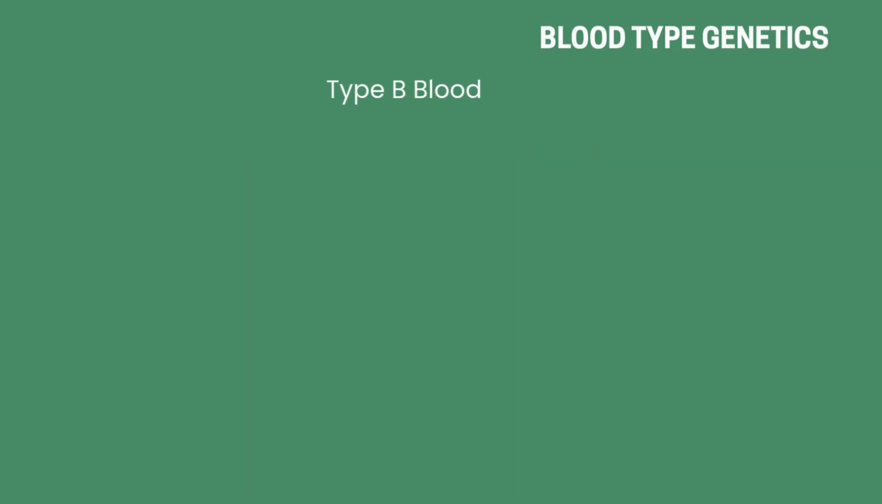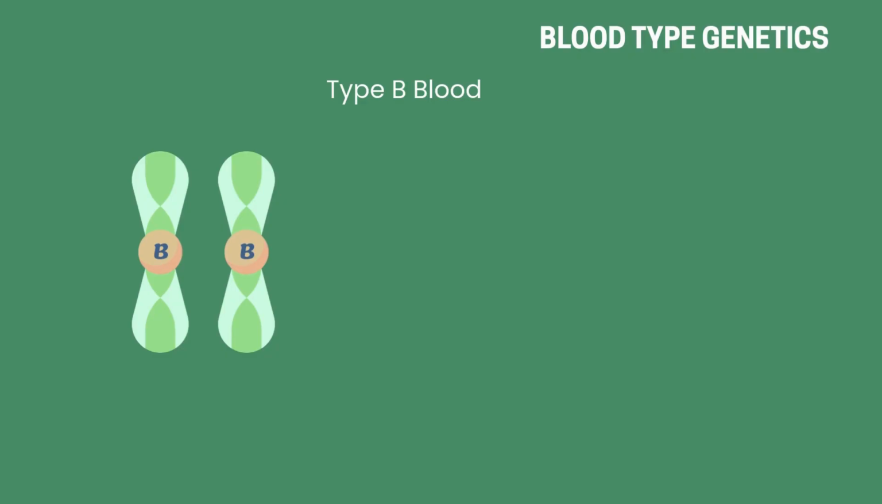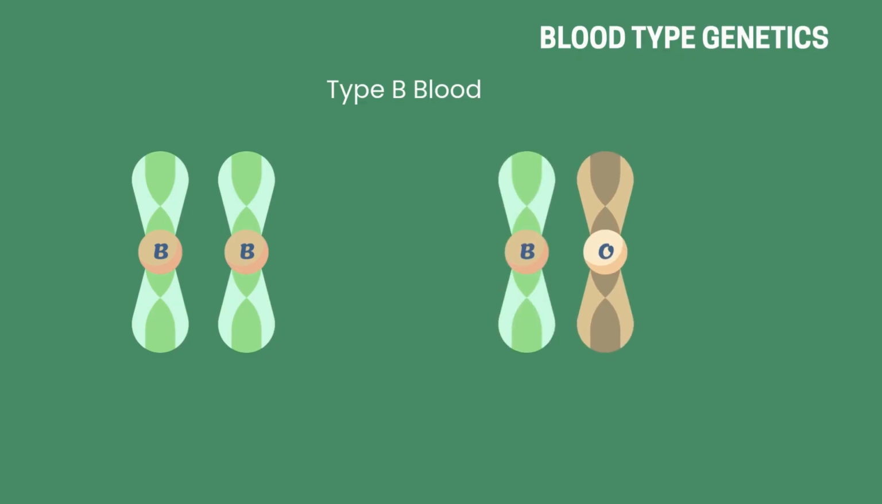Let's take a look at type B blood and the genes that determine it. If you have type B blood, you could have inherited a B allele from each parent, or a B allele from one parent and an O allele from the other. In both cases, the presence of the B allele is enough for you to have type B blood, because the B allele is dominant over the O allele. This means that even if you inherit an O allele, the B allele will determine your blood type.